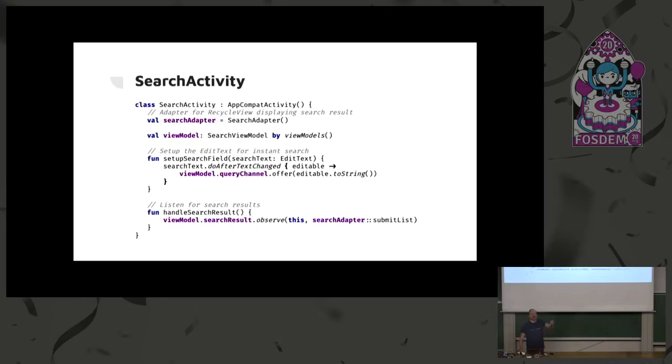But basically, we just give this channel the latest string. Offer will return a Boolean if this worked or not. But in this case, we're actually not interested whether it works or not. If it doesn't work, we're going out of scope anyway, so we can just ignore that. Now, when we want to listen for the results, I have my regular recycler view adapter. And what I do there, I take the search result, which is the live data. I observe that one with the life cycle of this activity, and I call submitList on the adapter whenever I get a new search result. So that's all you need to do to basically implement this instant search.